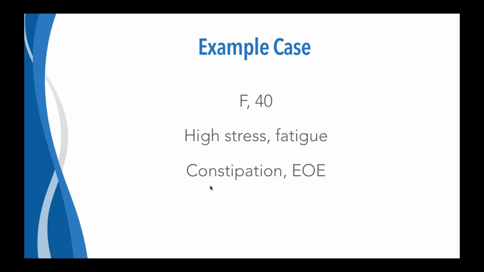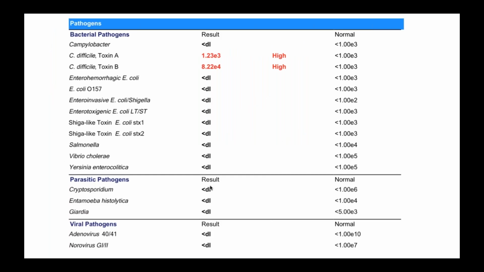Okay, so just want to dive into another example here. So this is a 40-year-old female who basically reports high stress and chronic fatigue, also chronic constipation, and has been diagnosed with eosinophilic esophagitis. So her GI map test results, starting with the first page, pathogens, shows the presence of the two C. difficile toxin genes, C. diff toxin A, C. diff toxin B.